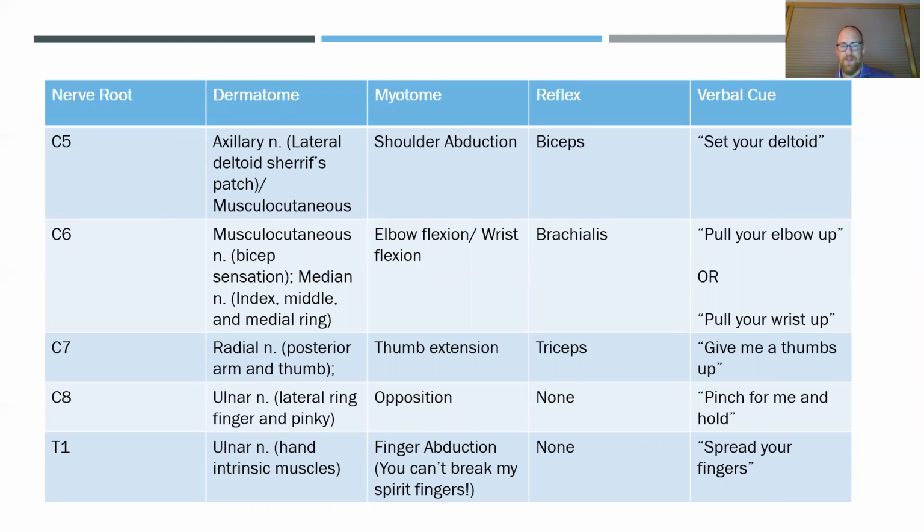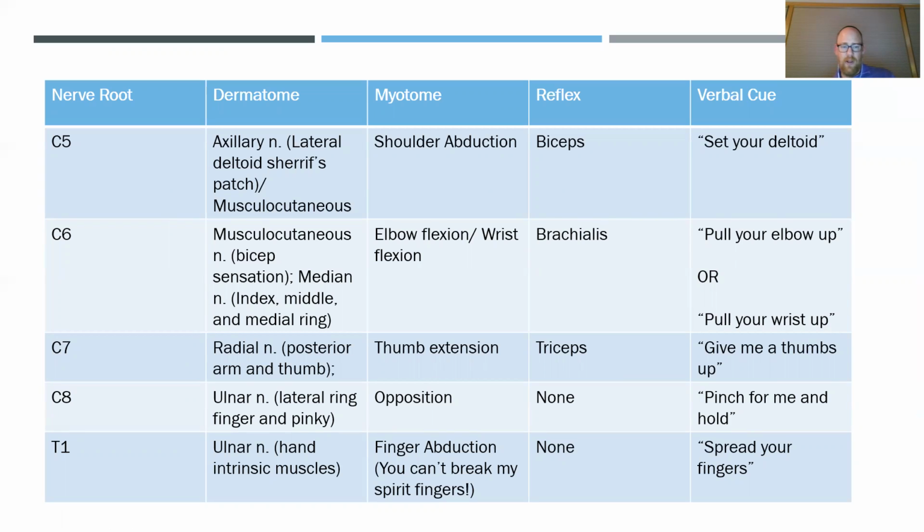C6. Musculocutaneous, bicep sensation, median nerve, index, middle, and lateral half of ring. Sorry, guys, I'll fix that. And obviously the reflex there is brachioradialis. We can do elbow flexion and or wrist flexion to check that. Verbal cue: go ahead and pull your elbow up, or pull your wrist up.